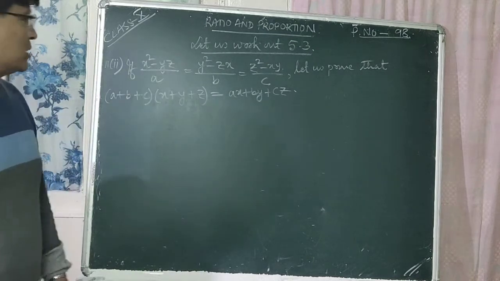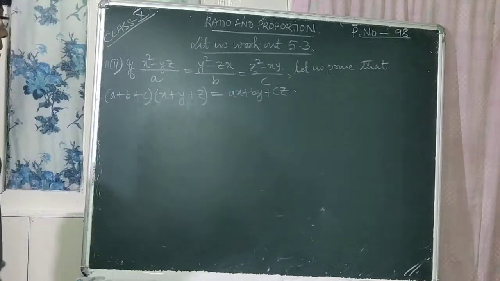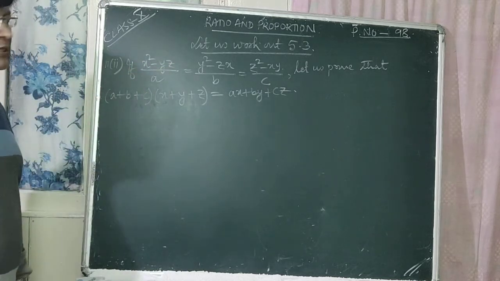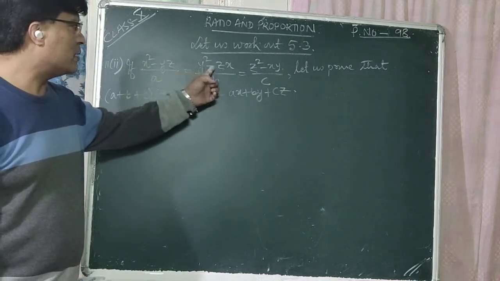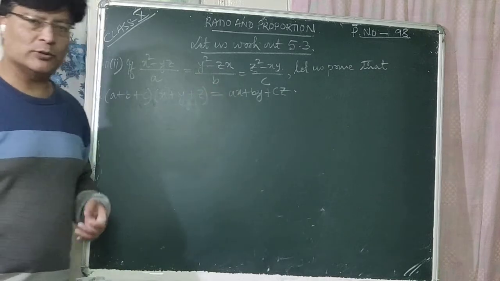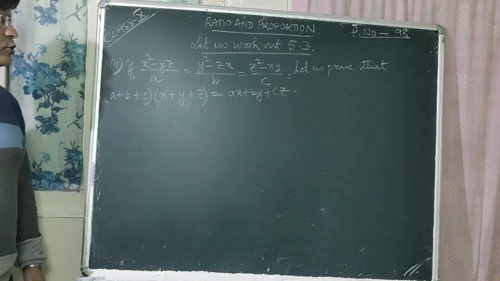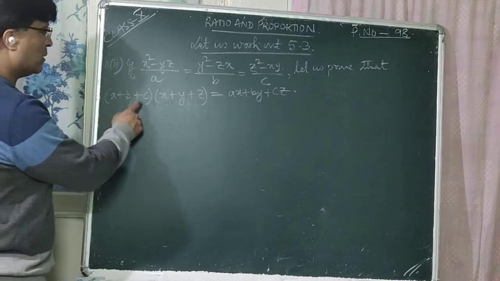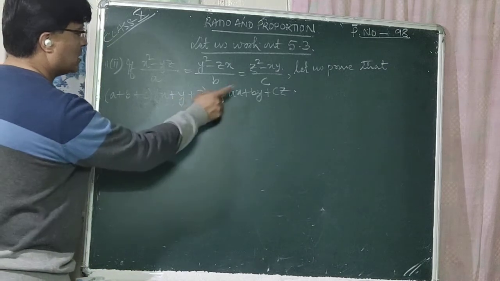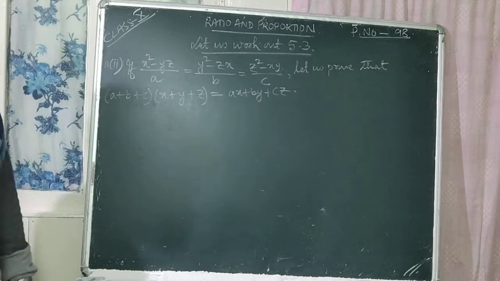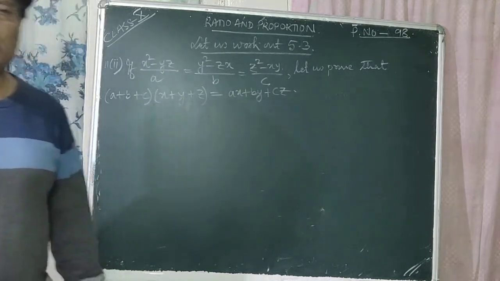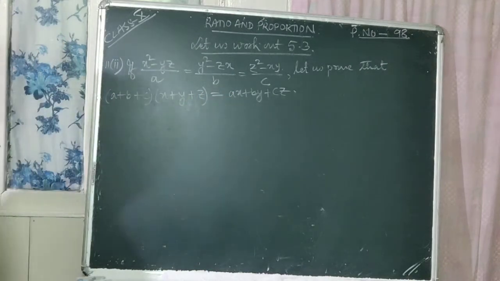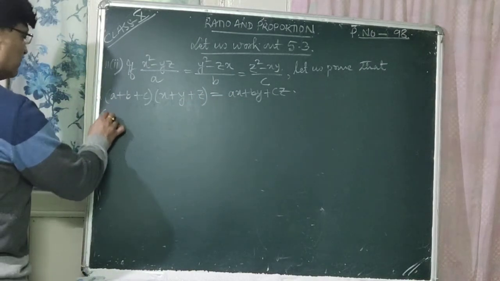Now we'll do the next question, that is example number 2. If (x square minus yz) upon a is equal to (y square minus zx) upon b is equal to (z square minus xy) upon c, then let us prove that (a plus b plus c) into (x plus y plus z) is equal to ax plus by plus cz. So from the given, you have to prove this LHS is equal to RHS. Okay. So let us write down the given.